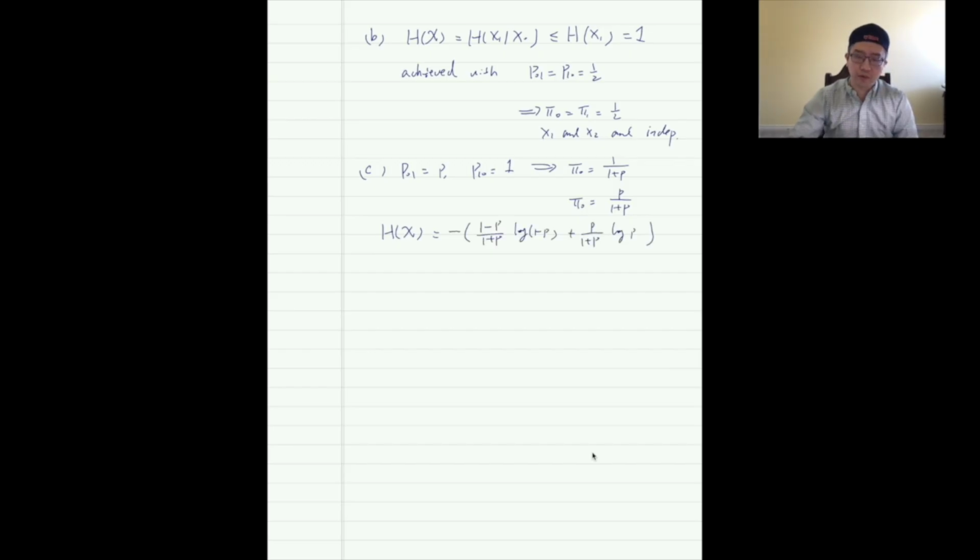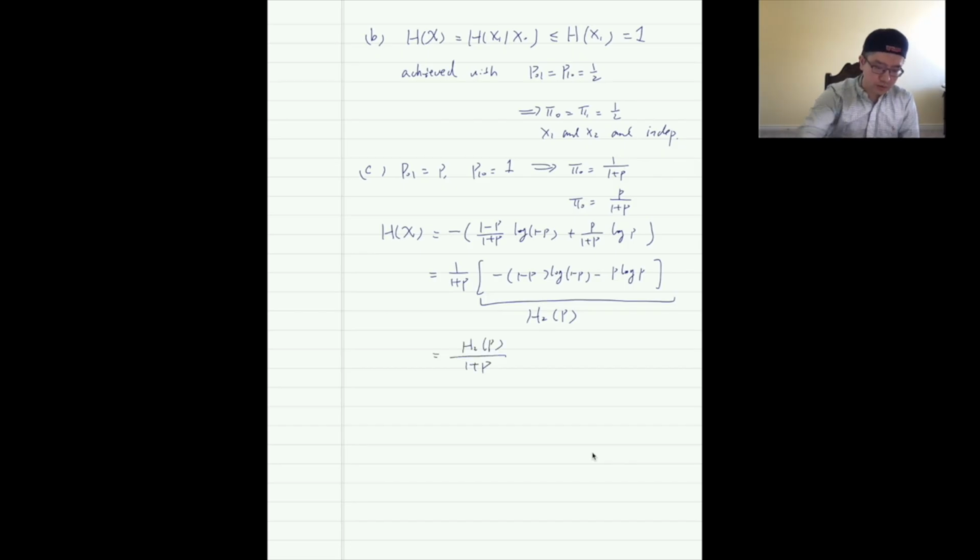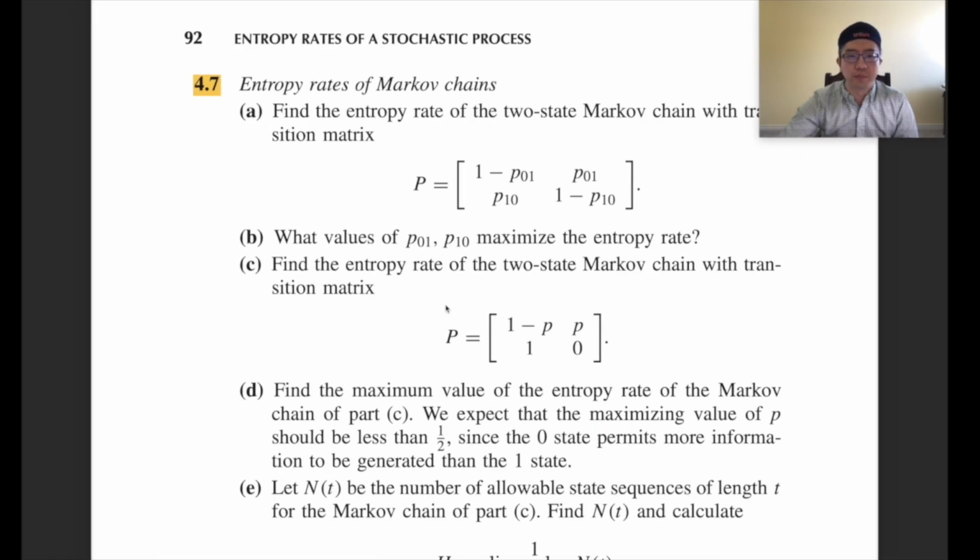If we take 1 over 1 plus P out, we have negative (1 minus P) log (1 minus P) minus P log P. If you still remember, this is nothing but the binary entropy function H2(P). So the entropy rate equals H2(P) over 1 plus P. That is for part C.